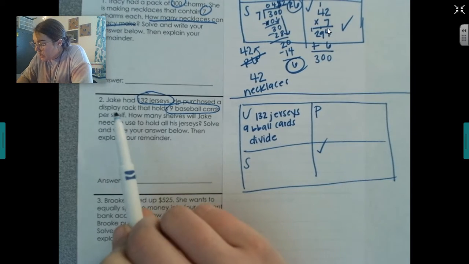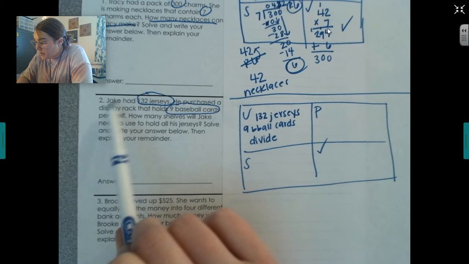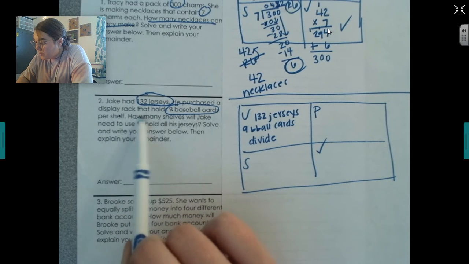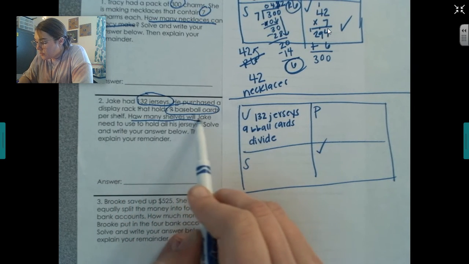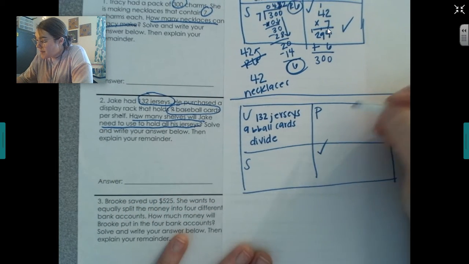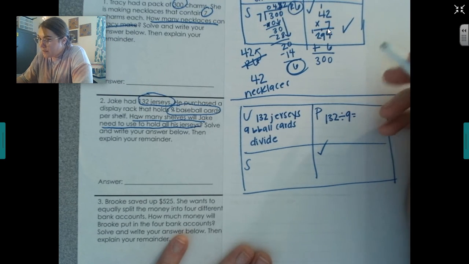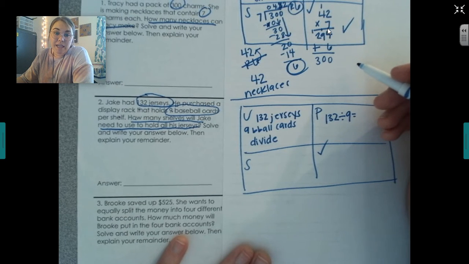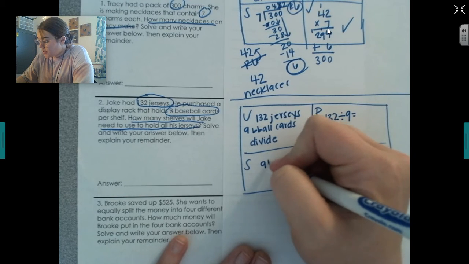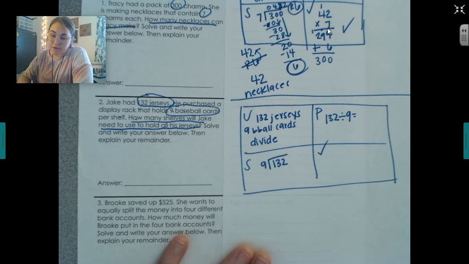Okay, so we're going to divide. Let's go ahead and reread the problem one more time. Jake had 132 jerseys. He purchased a display rack that holds 9 baseball cards per shelf. How many shelves will Jake need to use to hold all of his jerseys? So I'm going to take 132 and I'm going to divide it by 9, because that should give me how many jerseys can fit on each shelf. So right now, I want you to do 132 divided by 9. Make sure to write your remainder.